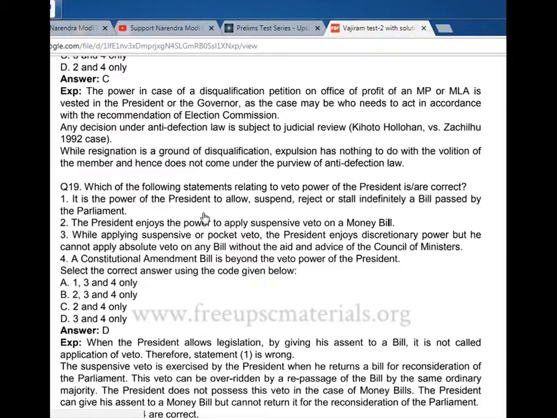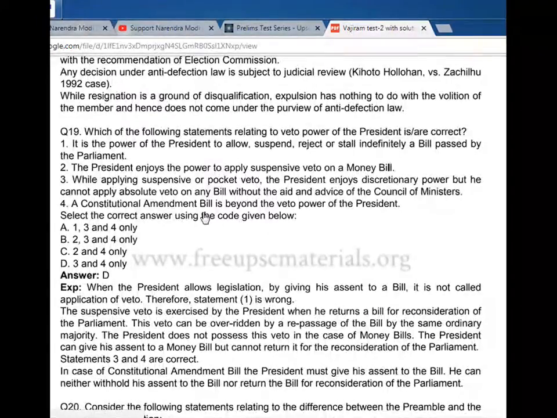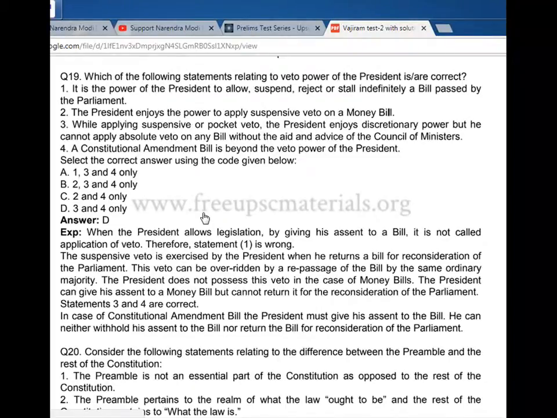Kesavananda Bharati versus State of Kerala, 1973 case. Which of the following statements regarding the veto power of the president is correct? So 3 and 4 are correct.